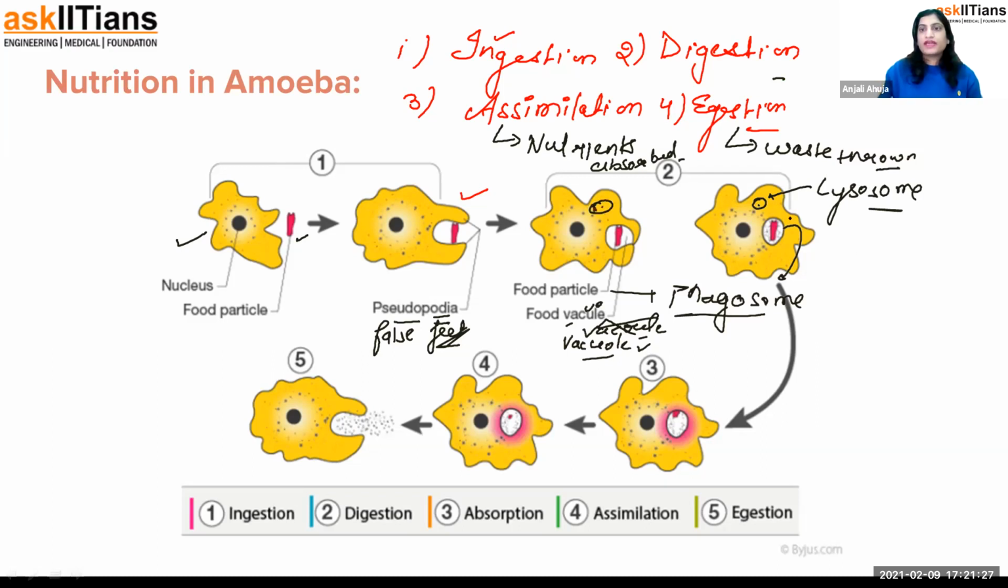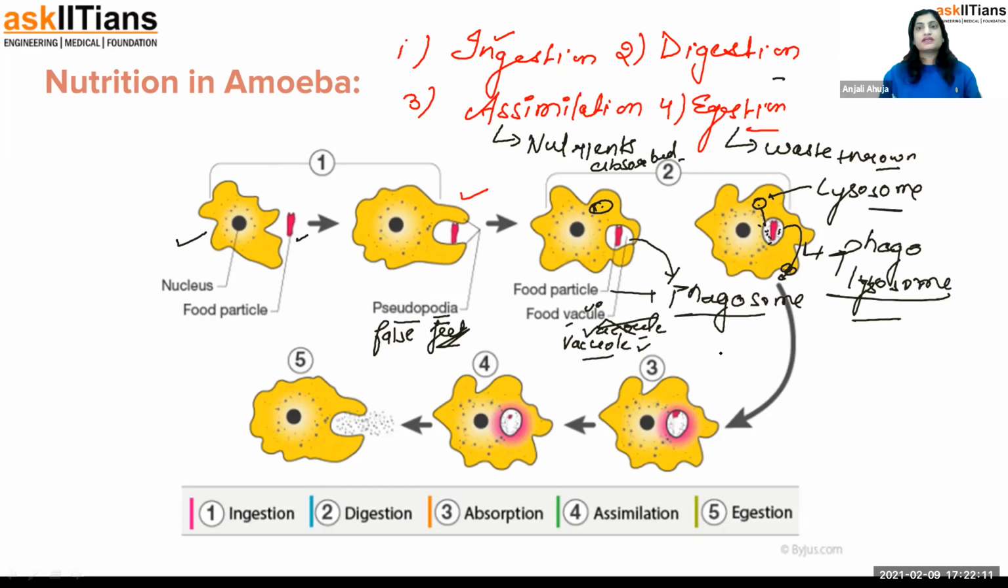Suppose here a lysosome is present. Now it is going to be mixed with it. Lysosome will mix with the phagosome and it will form phagolysosome. In this diagram, they have shown that lysosome enzymes are mixed with the food particle. So we call this phagolysosome. So my point is that food vacuole is also known as phagosome, and once lysosome attaches with it, we call it phagolysosome. So this is the second step, digestion.